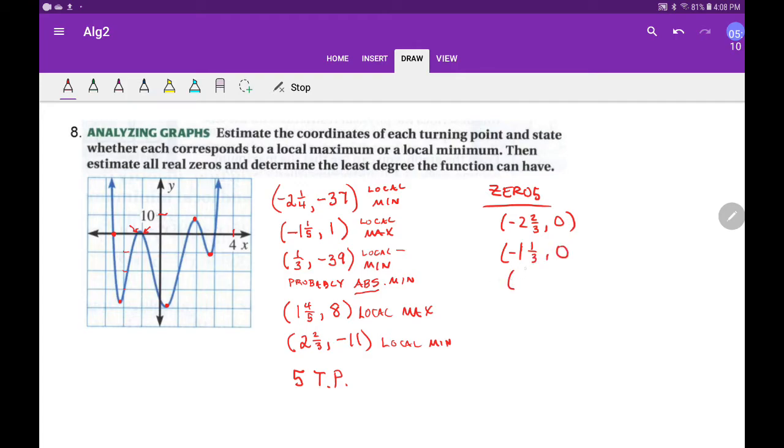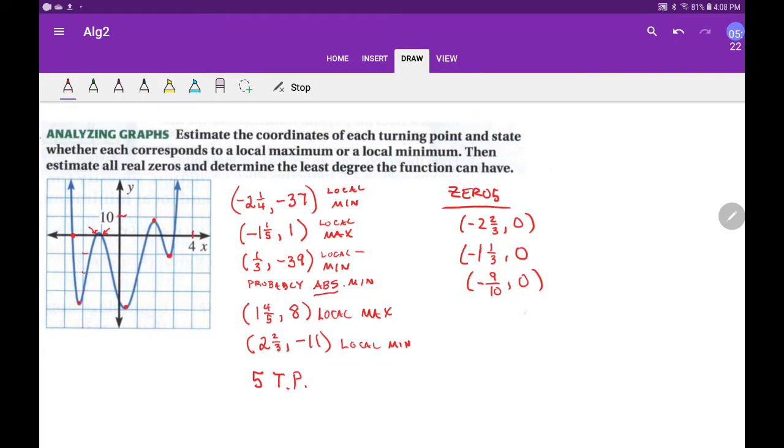And we'll also say, that's tight, negative 9 out of 10. It's so close to negative 1, but it's not. And we're estimating, it says estimate, so we're doing the best we can. Right here almost looks like halfway, so let's say it is: 1.5 and 0. Of course, all these zeros are going to have y be 0. That's the point. Uh-oh, that's math humor. I'm sorry, that pun is awful.